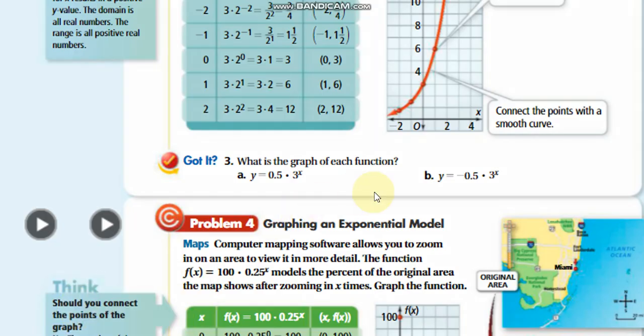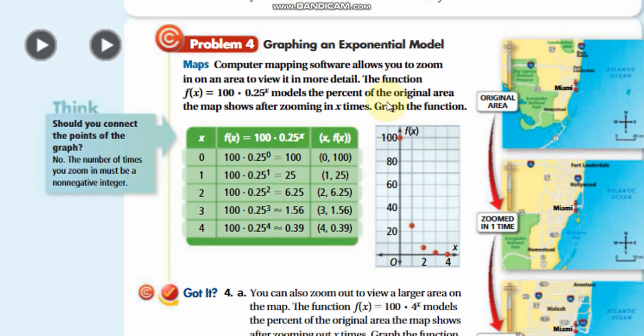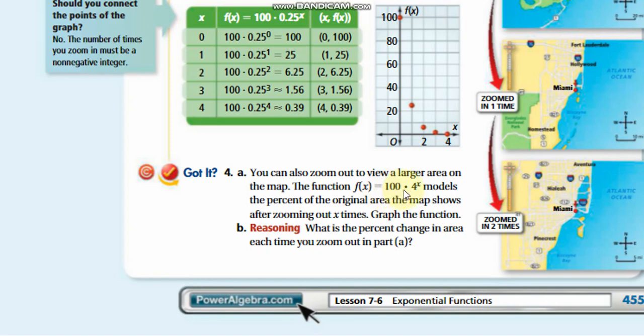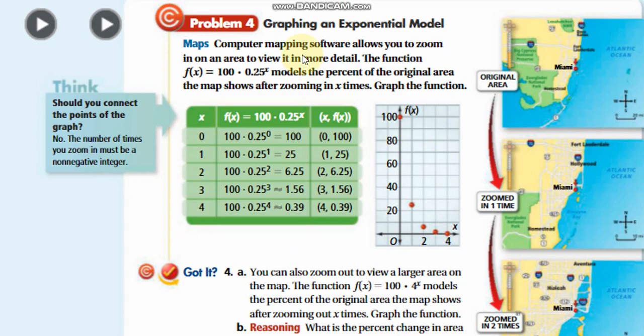Here it is now. This one down here, again, this is the function. They are inserting the values of x, finding the values of y and plotting it. Similarly here, they give us the function, and this one is for zooming in on a certain section. We have a function, so we can insert the values of x. They're talking about zooming in and zooming out, so we're just taking the positive values.